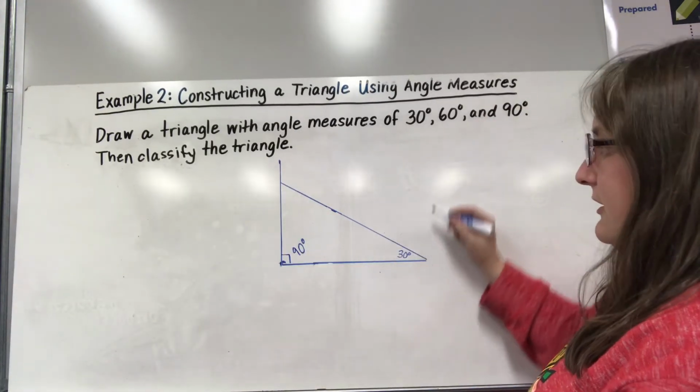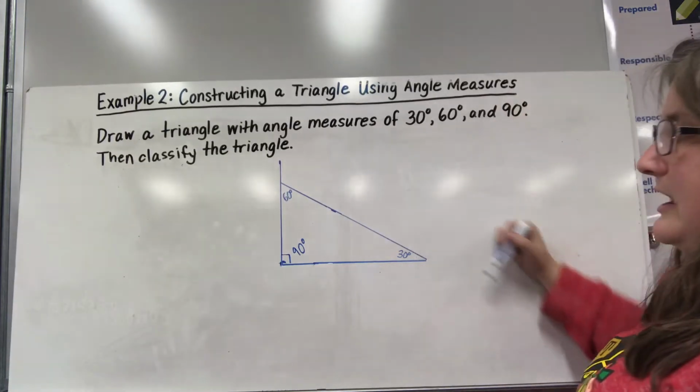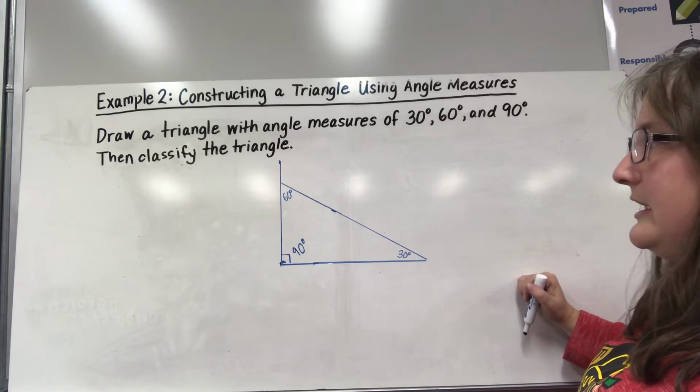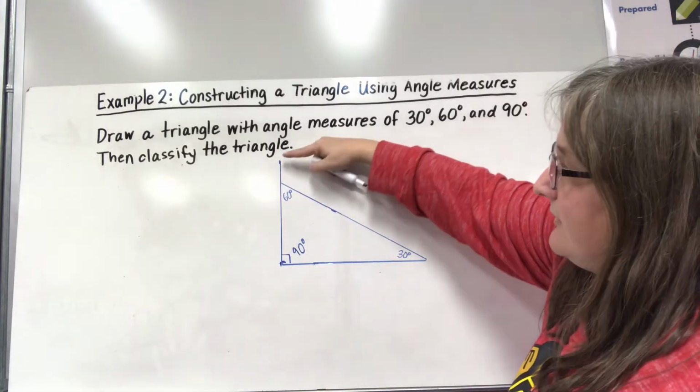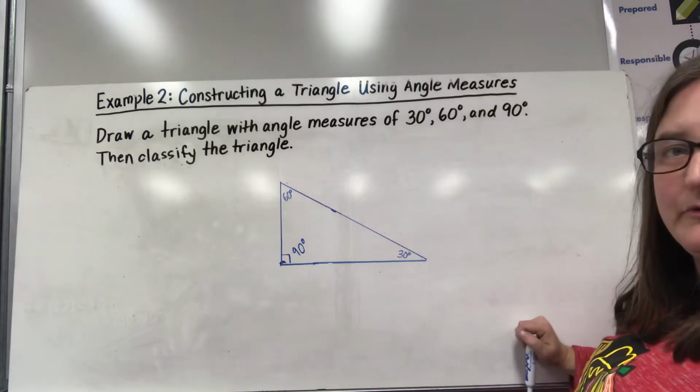My third angle will automatically be 60 degrees because the three angles in a triangle will always add up to 180. I have a little excess. I made this line a little too long, so I'm just going to erase that. And there is my triangle.